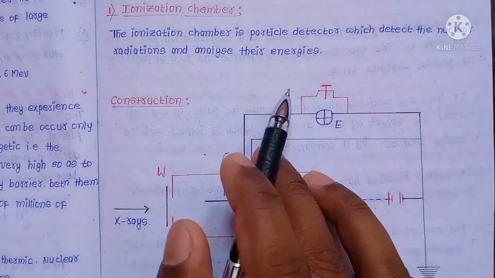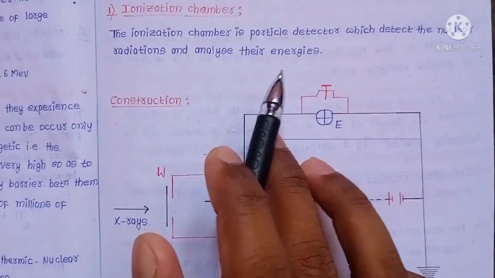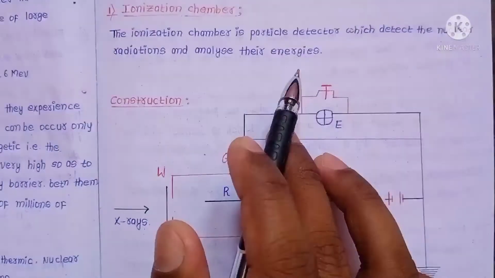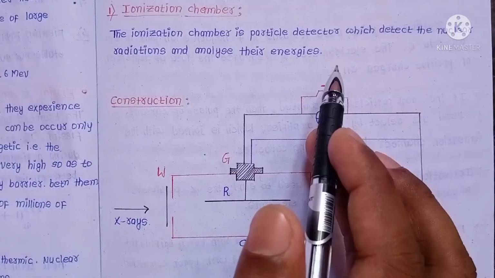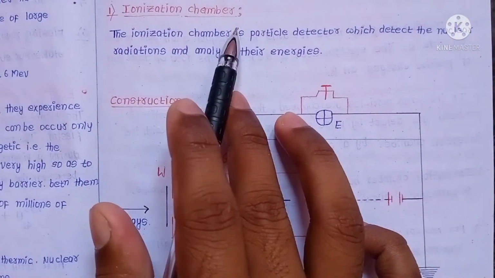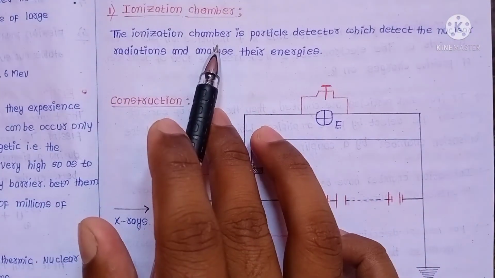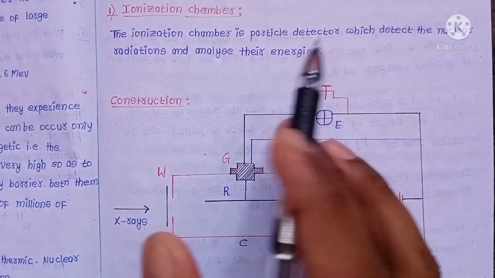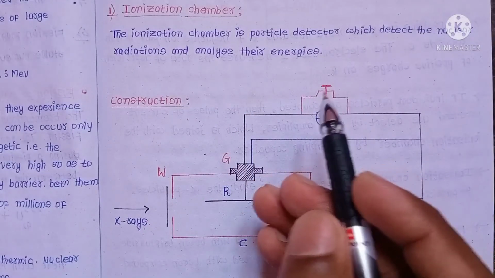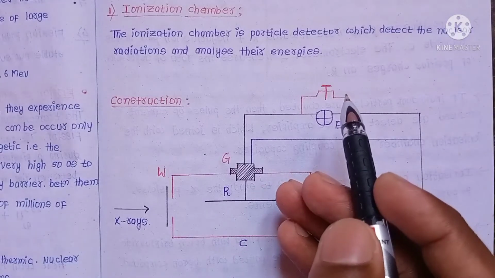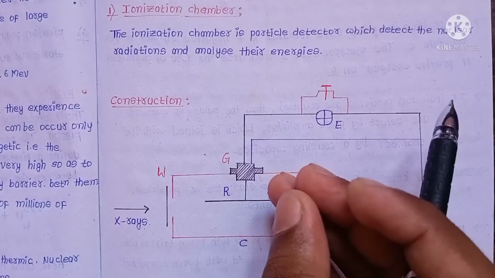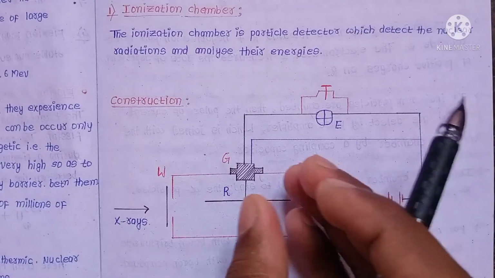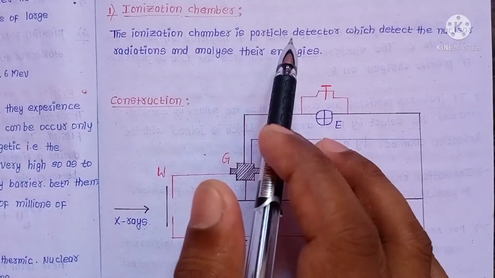So, ionization chamber. It is a particle detector which detects the nuclear radiation and analyzes their energy. This is the role of the ionization chamber. What is an ionization chamber? It is one kind of particle detector which detects the activity of radioactive particles such as alpha, beta and gamma particles, and it analyzes their energy, how much energy is there for that particle. For this purpose the ionization chamber is used.